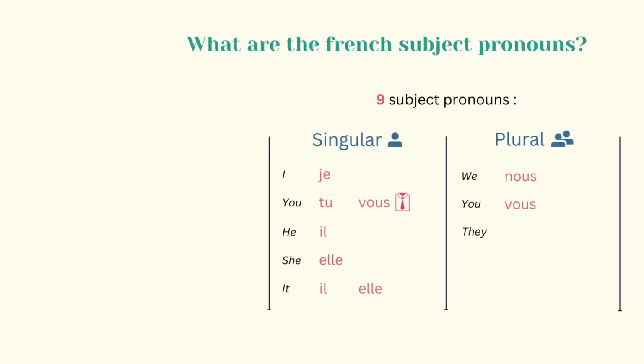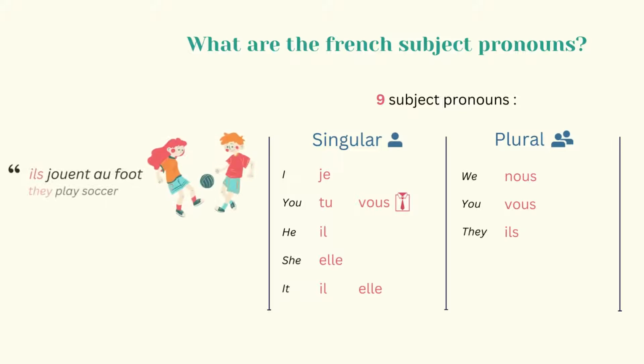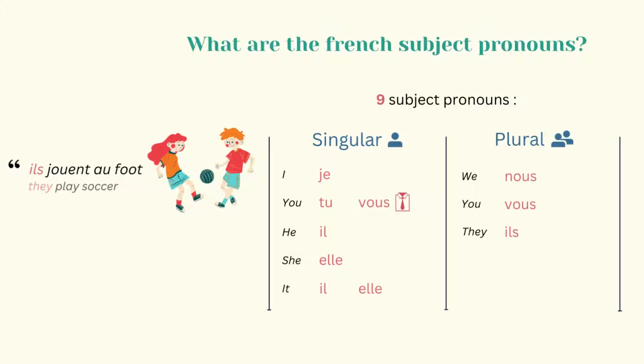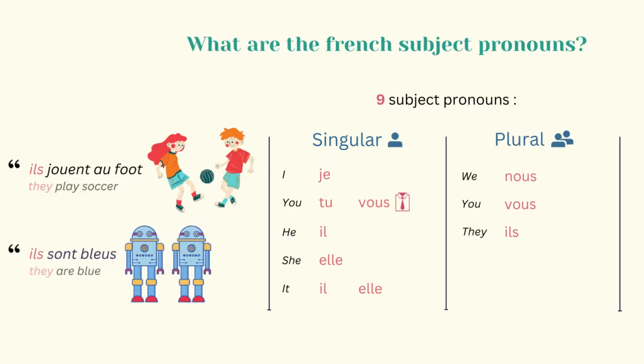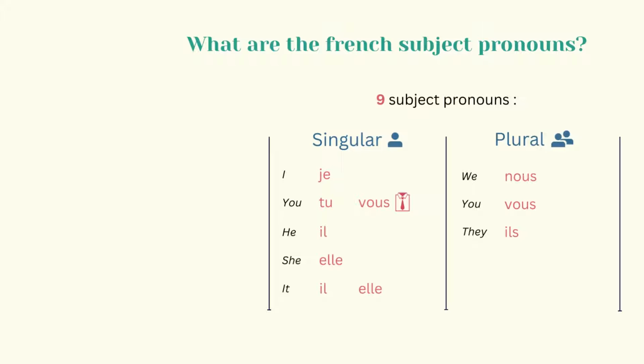The next pronoun is ils. I use it to talk about a group of people that includes at least one man or one masculine object. For example, ils jouent au foot. Ils sont bleus.